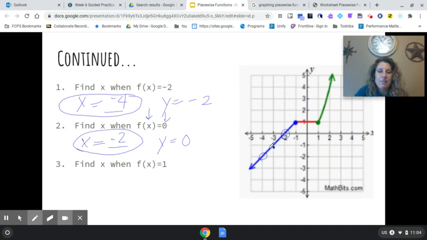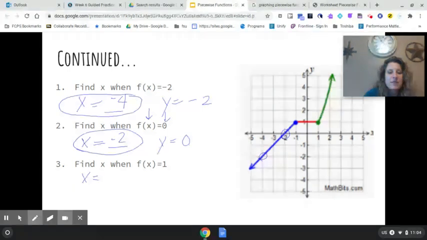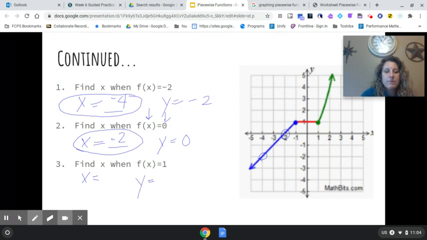Okay, and the last example we do not know the input. So again, we're finding x when the output is 1. So the y value we know is 1. So if I go to where a y value is 1, I would move up on the graph. That is part of the red function. And we see that the x value is 0. I do not have to move left or right to get to it. Again, it's just staying at the origin. So x is 0.